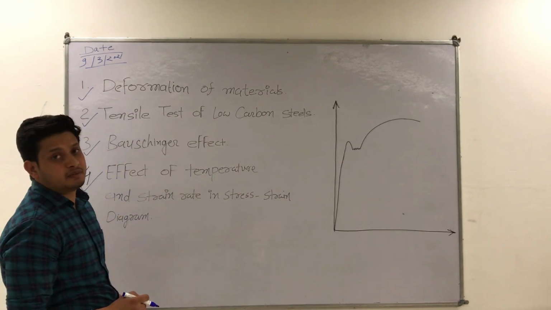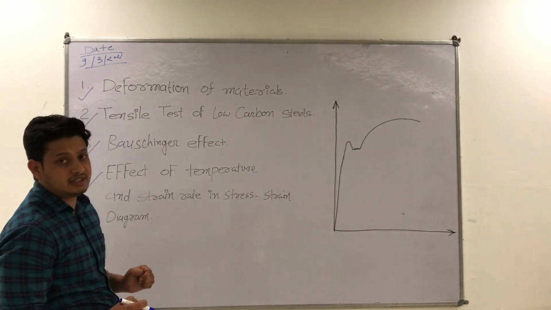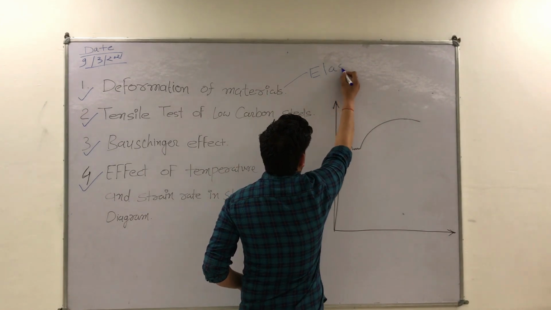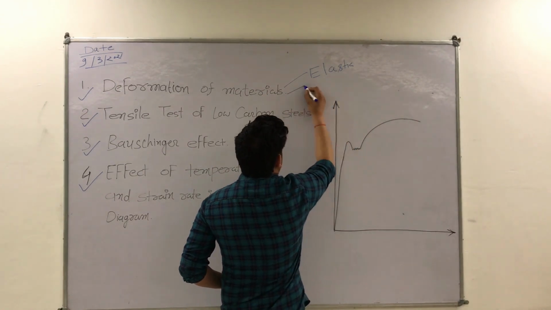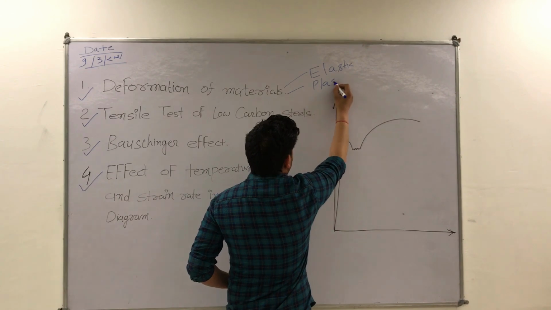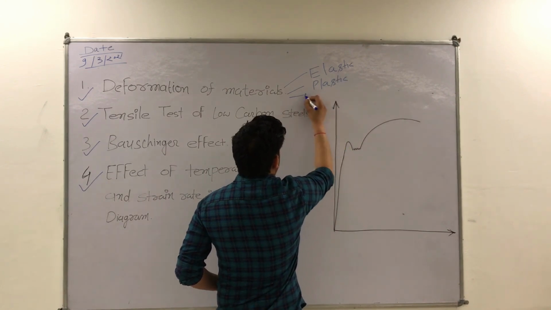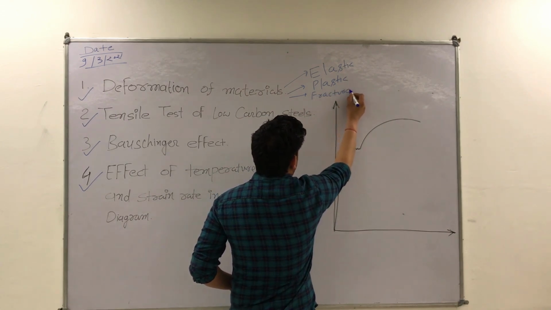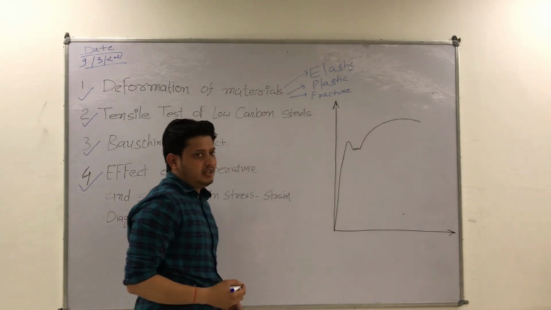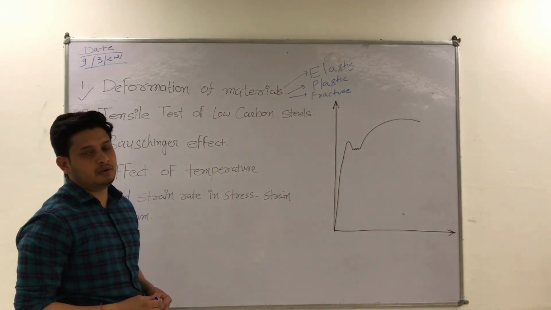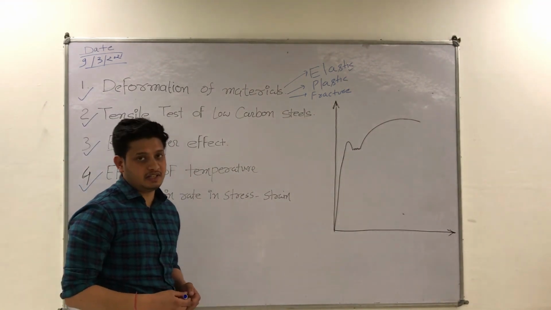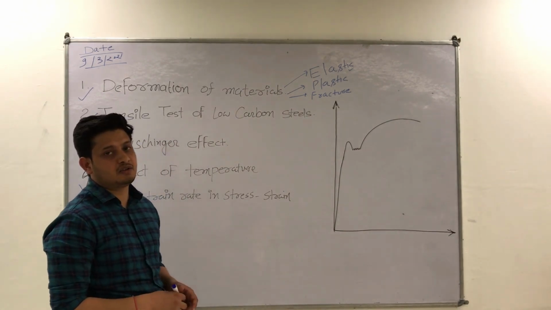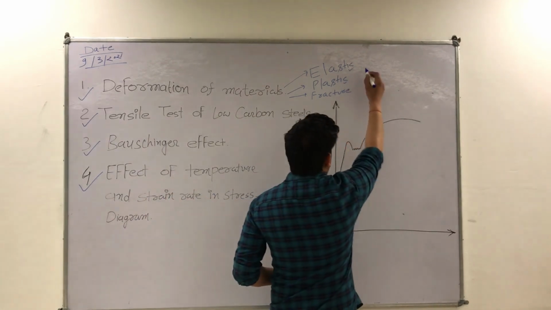Three types of deformation generally occur in a material. First one is elastic deformation. Second is known as plastic deformation, and third one is known as fracture. Now, what is elastic deformation? In elastic deformation, after removal of the load, the material is able to regain its original shape. In plastic deformation, there is a permanent change: after removal of the load, the material is not able to regain its original shape. And third one is fracture.